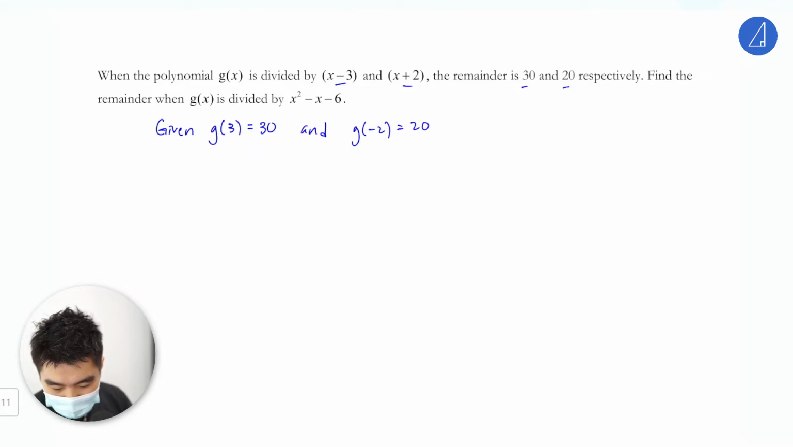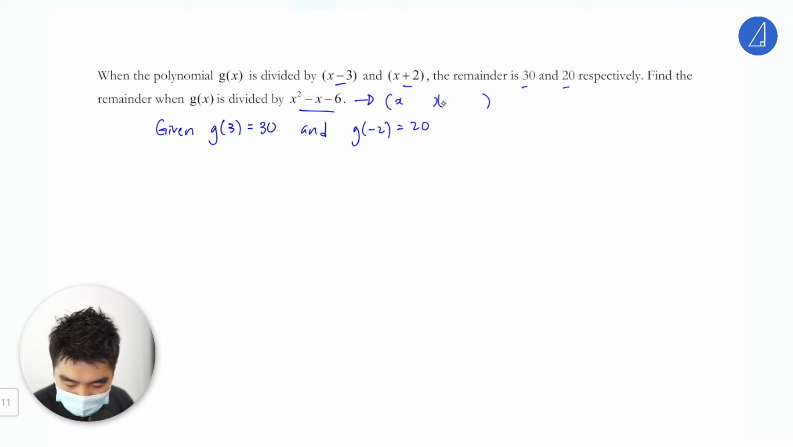So they say, find the remainder when g(x) is divided by x squared minus x minus 6. Okay, so this one, you can actually try to factorize this. When you try to factorize this, you find that it is 3 and 2, negative and positive. So by no coincidence, you will find that this actually results in (x - 2) and (x + 3), which is in line with the clue that's given to you earlier.